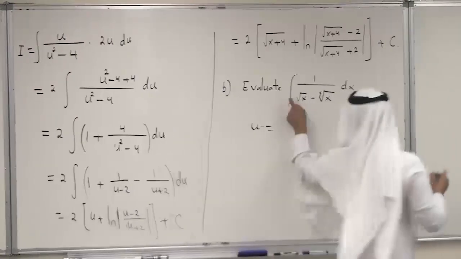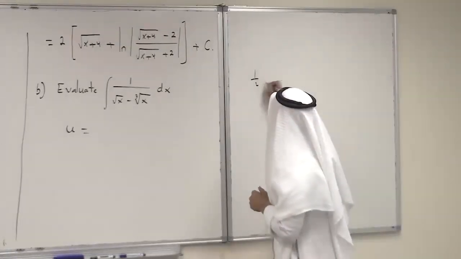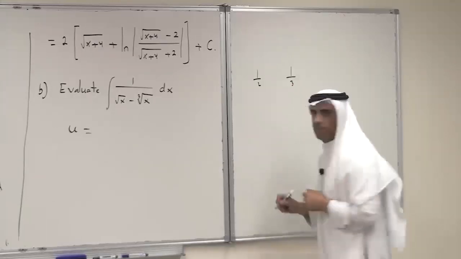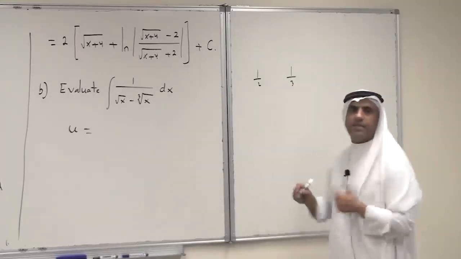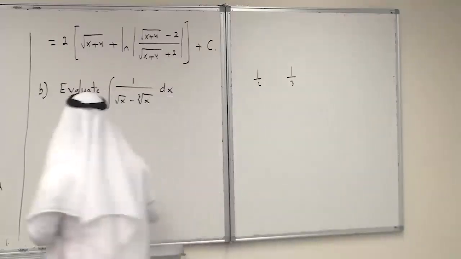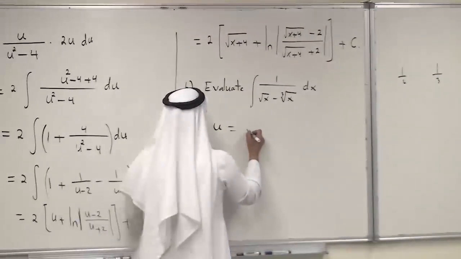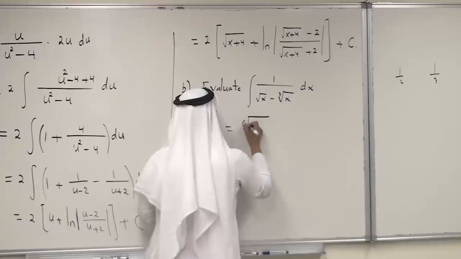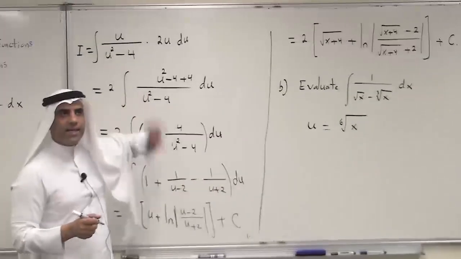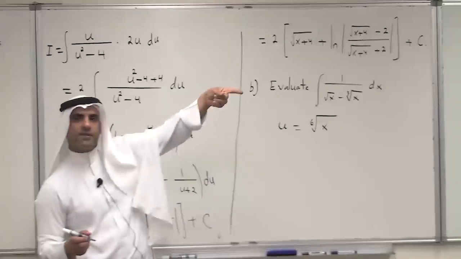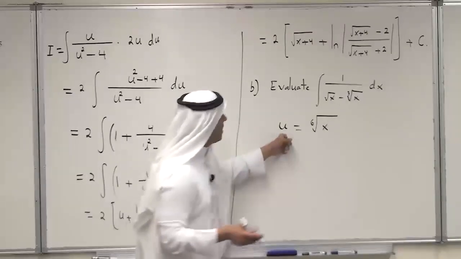Now, look for the two indices here. We have 1/2, we have 1/3. What is the common denominator here? 6. So what do we have? We can take u to be the 6th root of x. This is one way. Or you say directly, I will let x equal to u to the power 6. It's up to you. You start this way and so on.